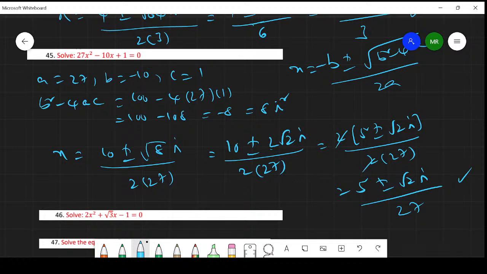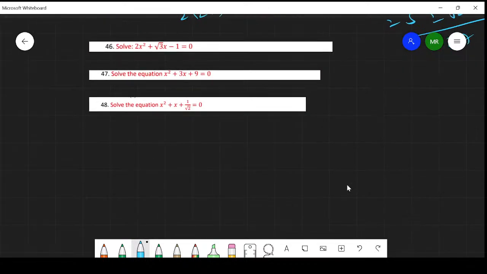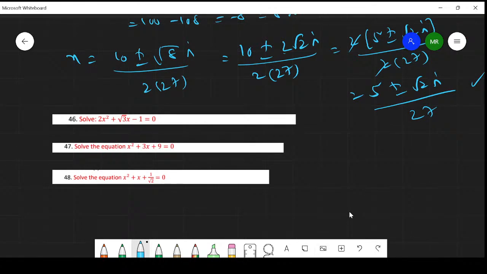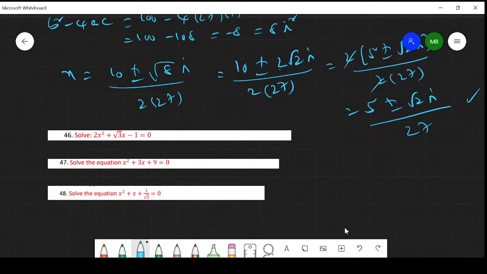I have done this. Now please do the remaining problems. Similarly, you can also do the remaining. I am not doing other problems, so you complete these. Practice these 3 problems. With this, I have completed complex numbers and quadratic equations perfectly. I have done that completely. Just the last 3 problems you can do.